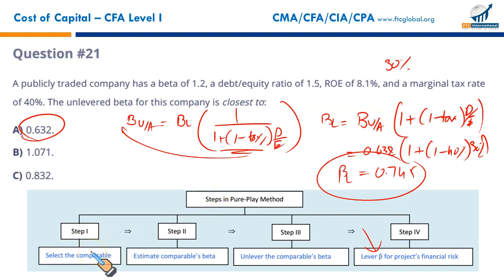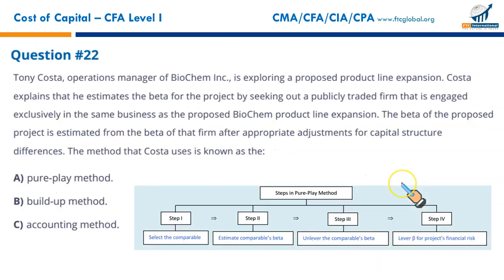Select the comparable software development company, estimate the comparable's beta. We took this 1.2, unlevered it. That's the unlevered one, 0.632. And then we levered it according to our own debt to equity ratio. This is what we will use in our weighted average cost of capital computations.